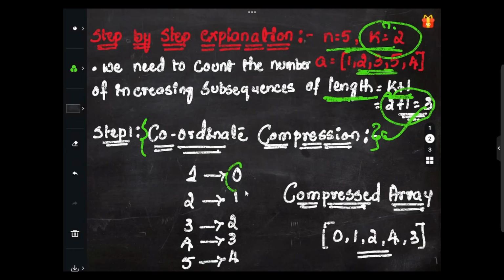So 1 is pointing to 0, 2 to 1, 3 to 2, 4 to 3, and 5 to 4. Here in the array we have been given 1 2 3 5 4, not 1 2 3 4 5. So the compressed array would be 0 1 2 4 3, not 0 1 2 3 4, because the last two numbers differ, 1 2 3 5 4, not 4 5. So the compressed array, when we point to the array, will be 0 1 2 4 3.